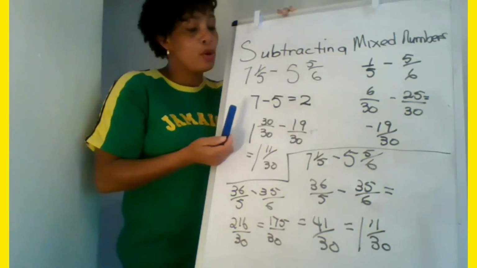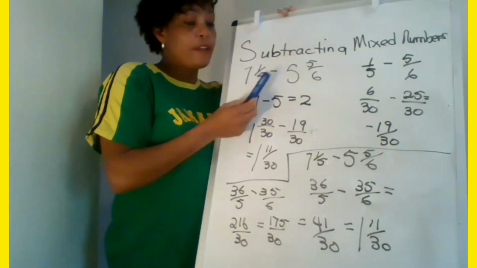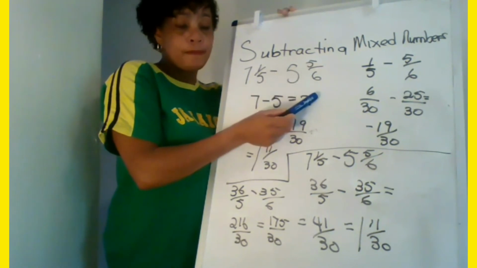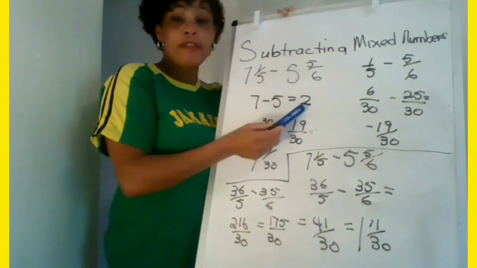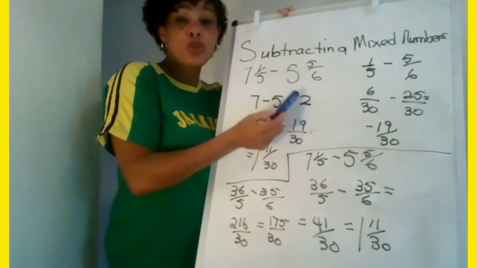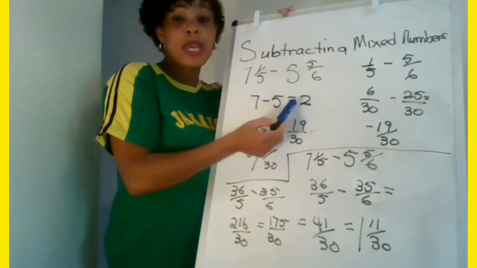Let's go back over the approach. Here we have 7 and 1/5, take away 5 and 5/6. First thing we did was to take away the whole numbers. 7 take away 5, which is 2. So we have 2 wholes right there. Imagine it was cake, 2 whole cakes.